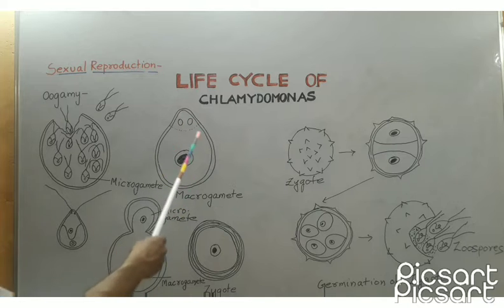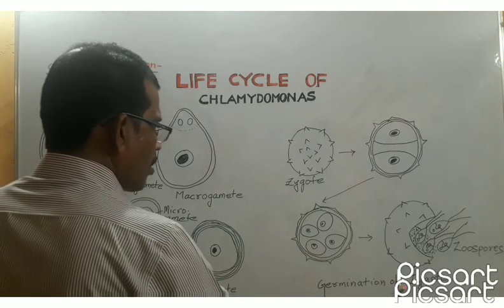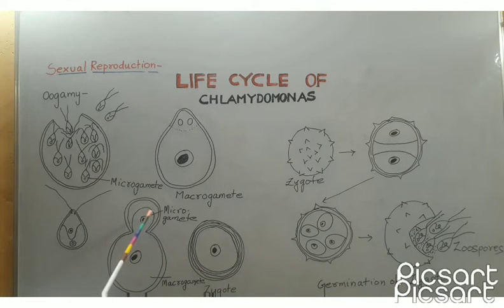Whereas at the time of formation of female gamete, the female cell withdraws its flagella and directly functions as a female gamete, which is non-motile. Fusion occurs between male gamete and female gamete. Fusion occurs at the anterior end that results in the formation of a zygote. Next is germination of zygote. After fusion between male and female gamete, the wall at the point of fusion dissolves, and this quadriflagellate zygote swims for some time and then settles down.